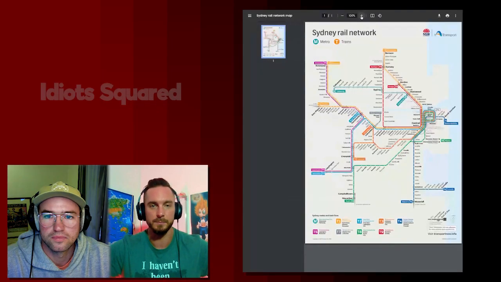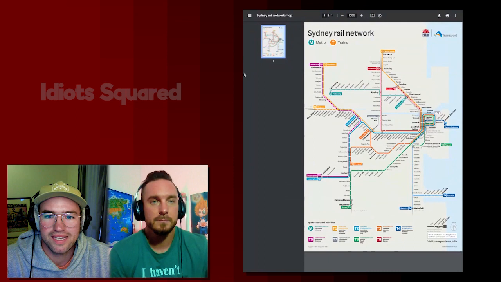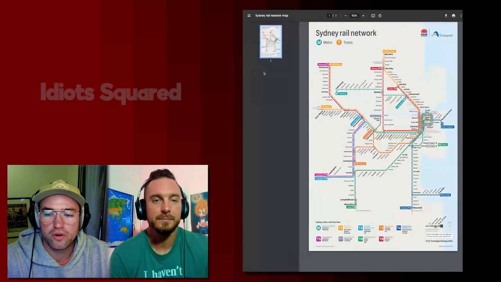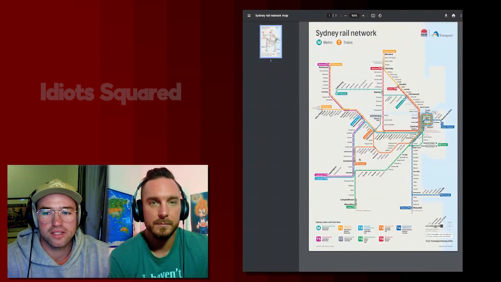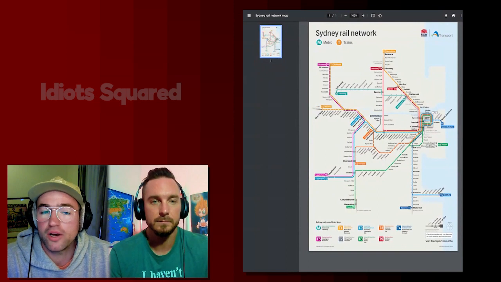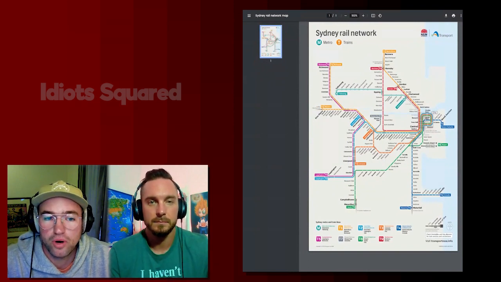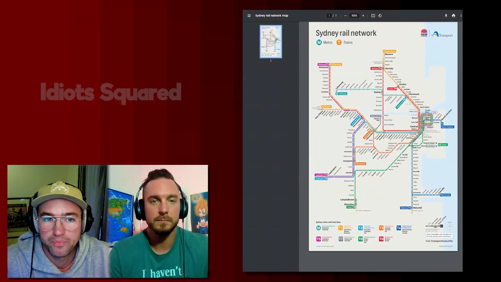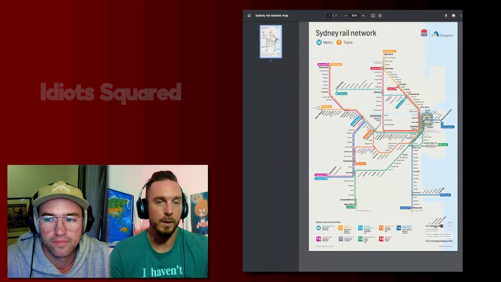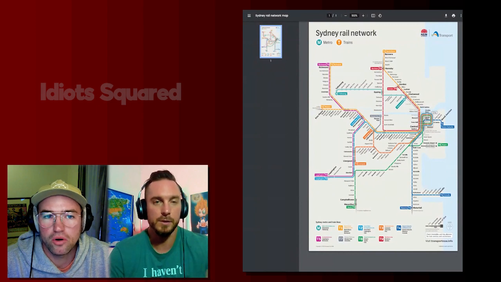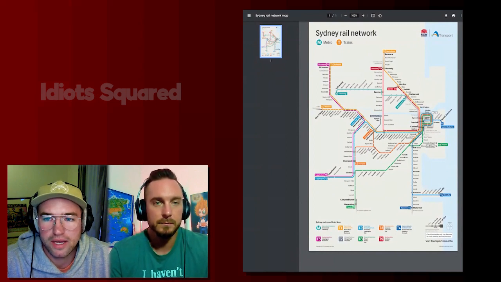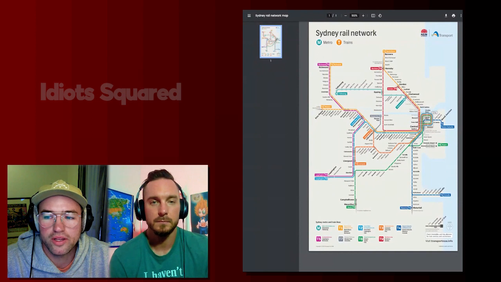Oh wow, where is this one? So this is the Sydney Rail Network. Now, notice how this map appears a lot easier to understand, right? Does this seem a lot simpler to you than the New York one? Yeah, 100%. So there's less information. Yes, and that's because all that they've actually done is put the lines on.